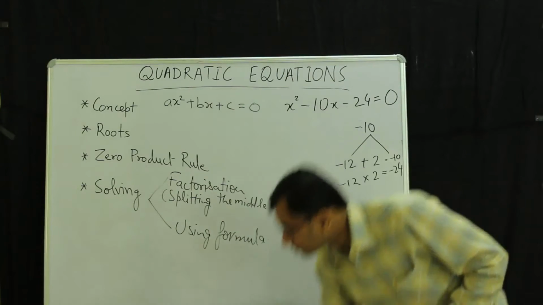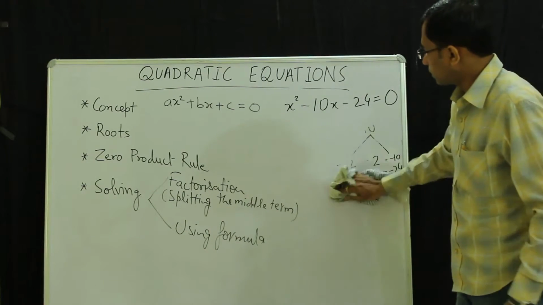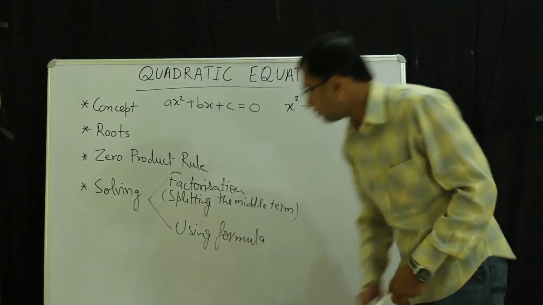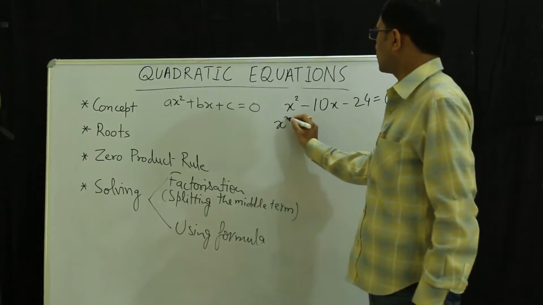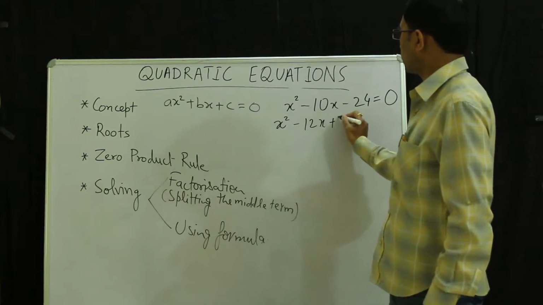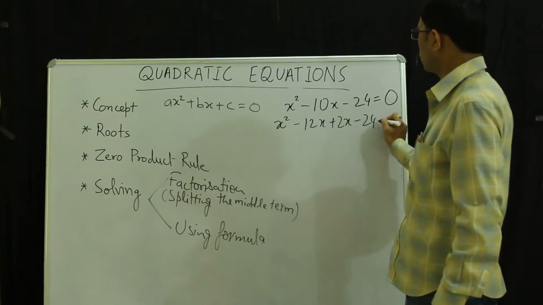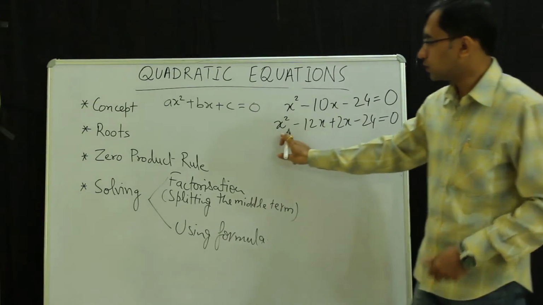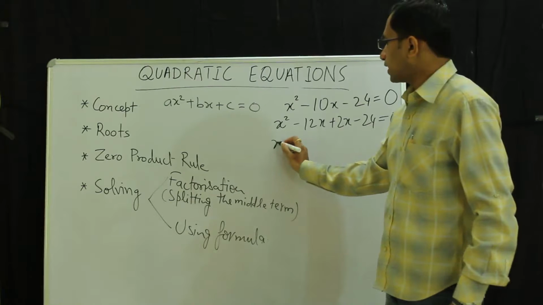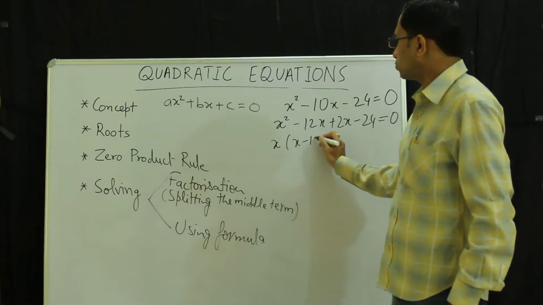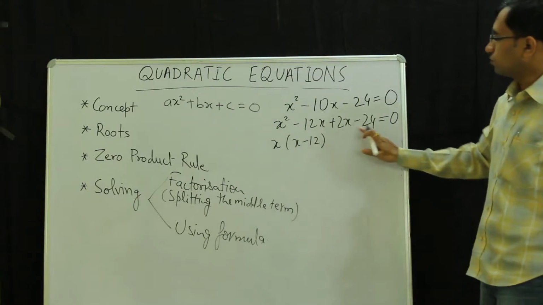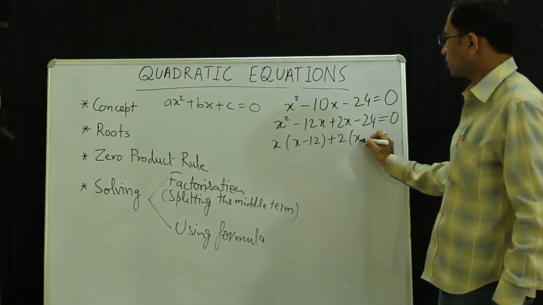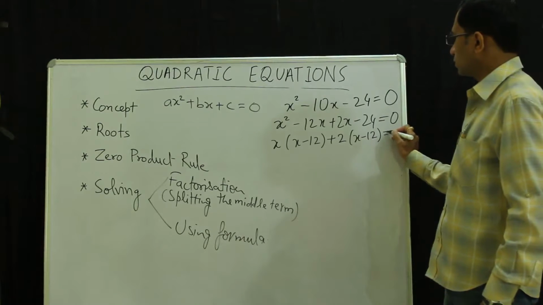So now I will just split this. I will write minus 10x as minus 12x plus 2x, so I write this equation as x squared minus 12x plus 2x minus 24 is equal to 0. Now I will see which things I can take common, so here just the grouping method. I take x common, so I get here x minus 12. I see here 2 and 24, so again I can take 2 common. So if I take 2 common, I will get here x minus 12.